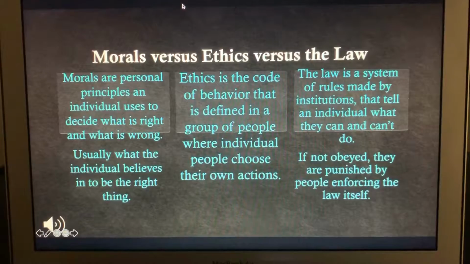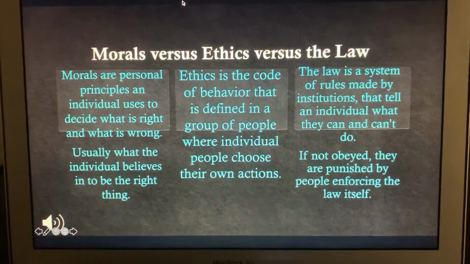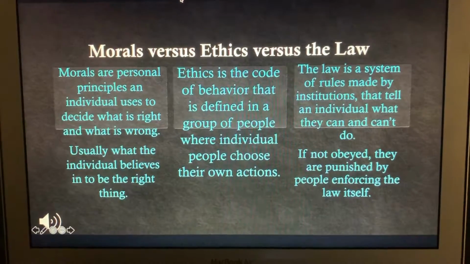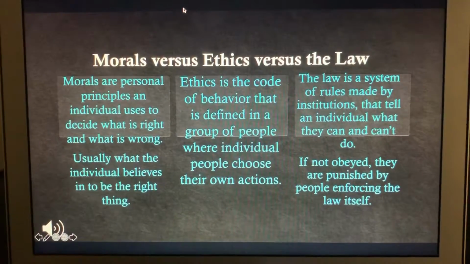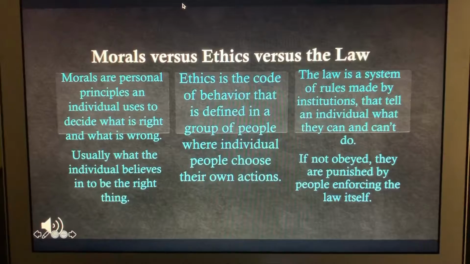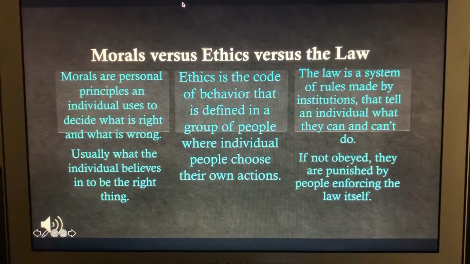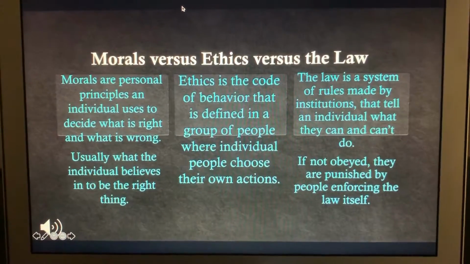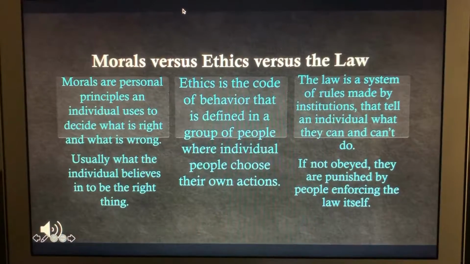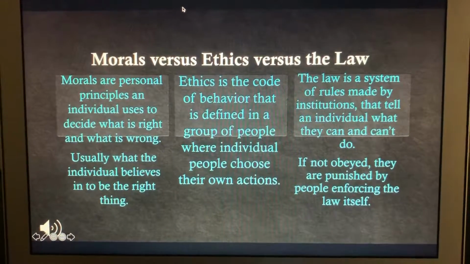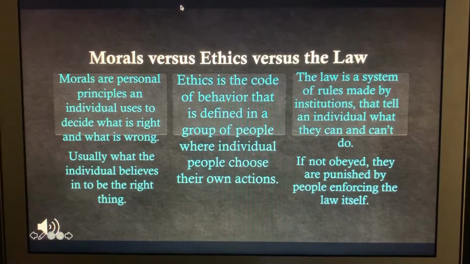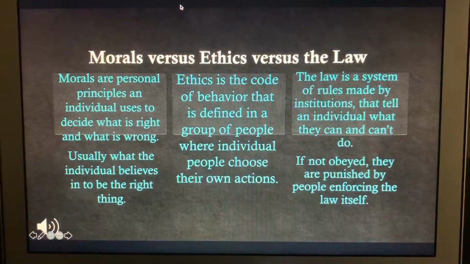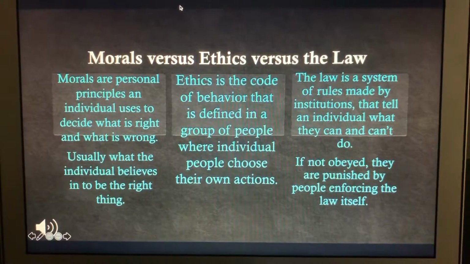Now that we have discussed what ethics and morals are, we can go over a comparison between ethics, morals, and the law and give some examples. A moral is a personal principle an individual uses to decide what is right and what is wrong. For example, someone choosing to always tell the truth is moral for themselves. Ethics is the code of behavior that is defined in a group of people where individual people in that group choose their own actions, such as respecting others' property in that group.